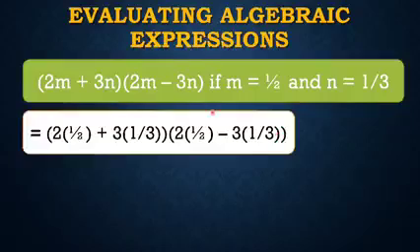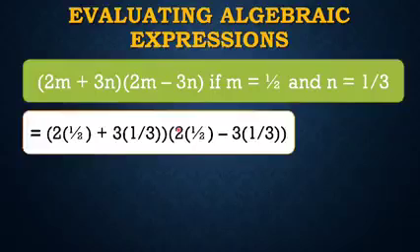Then we will proceed to groupings. Yung groupings natin is ito. Meron tayong dalawang groupings here. We have the 2 times 1/2 plus 3 times 1/3, and we have also another grouping of 2 times 1/2 minus 3 times 1/3. Next sa dot is exponent. Wala tayong exponent. Proceed tayo sa multiplication or division.